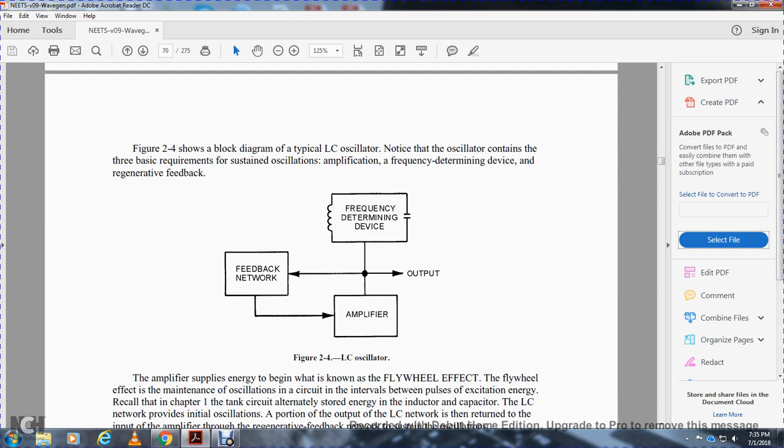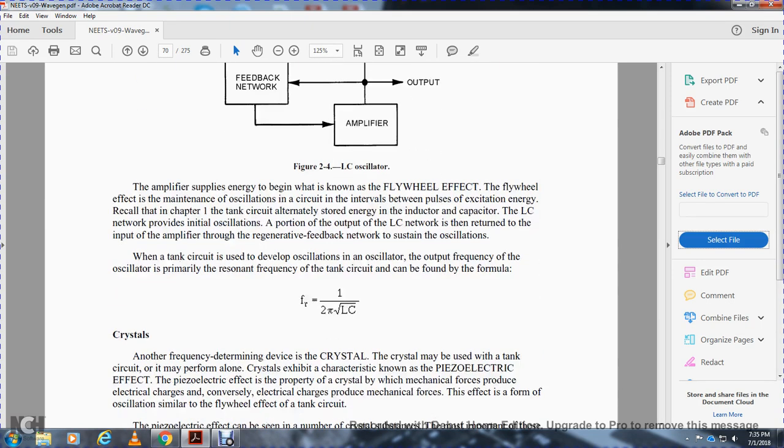Feedback goes from the output to the input, between the frequency determining device and the amplifier. The amplifier supplies the energy to begin the oscillation, known as the flywheel effect. With the flywheel effect, the oscillation in the circuit is maintained between the intervals of excitation energy. Recall from Chapter 1 that the tank circuit alternately stores energy in the inductor and capacitor. The inductor-capacitor network provides the initial oscillation, and a portion of the output from the LC network is then returned to the input of the amplifier, the regenerative feedback network, to sustain the oscillation.